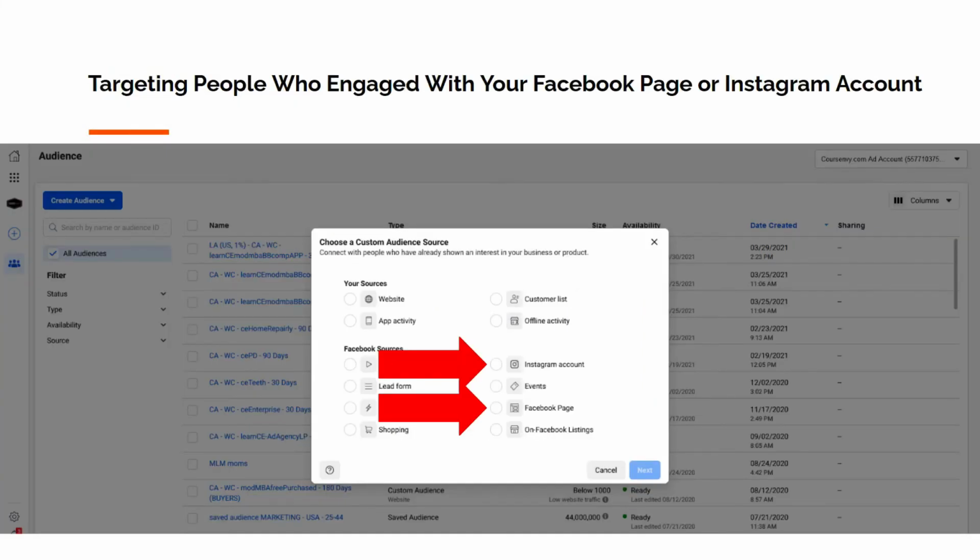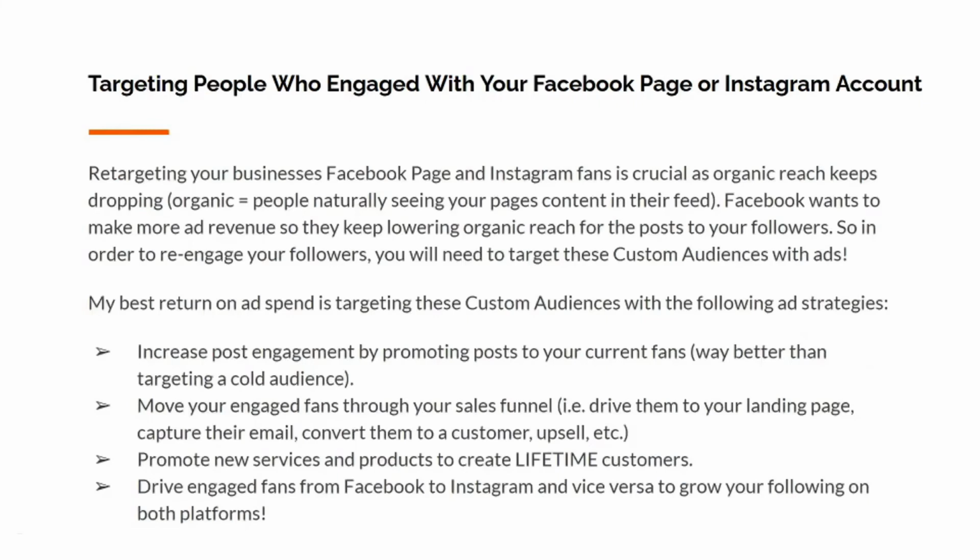Next, target people who engaged with your Facebook page or Instagram account. So again, create a custom audience, and we can select those two options. Retargeting your business's Facebook page and Instagram fans is crucial as organic reach keeps dropping. Organic means people naturally seeing your page's content in their newsfeed. Facebook wants to make more ad revenue, so they keep lowering organic reach, unfortunately. So in order to re-engage your followers and fans, you need to target these custom audiences with your ads. My best return on ad spend is targeting these custom audiences with the following ad strategies.